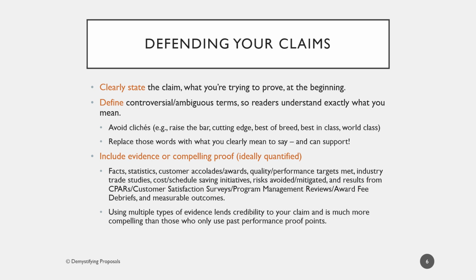Do include evidence or compelling proof, ideally quantified information. So facts, statistics, customer accolades, awards, quality and performance targets met, industry trade studies, cost and schedule savings. You get the idea. If you have CPARs or program management reviews or award fee debriefs, these are all good things to be able to include in your proposal. Using multiple types of evidence lends credibility to your claim and is much more compelling than those who would only use past performance proof points.